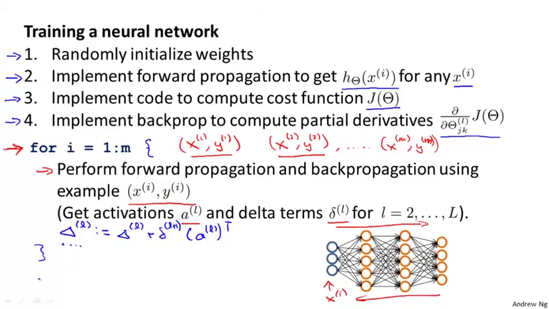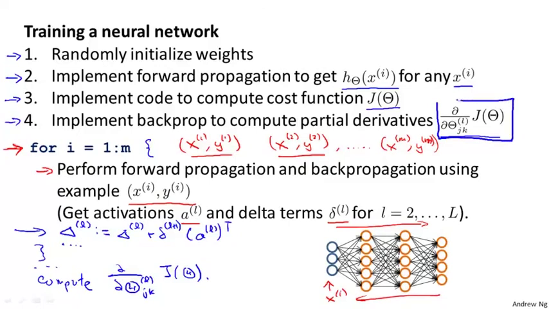And then finally, outside the for loop, having computed these delta terms, these accumulation terms, we would then have some other code that will allow us to compute these partial derivative terms. These partial derivative terms have to take into account the regularization term lambda as well. And those formulas were given in an earlier video. So having done that, you now hopefully have code to compute these partial derivative terms.